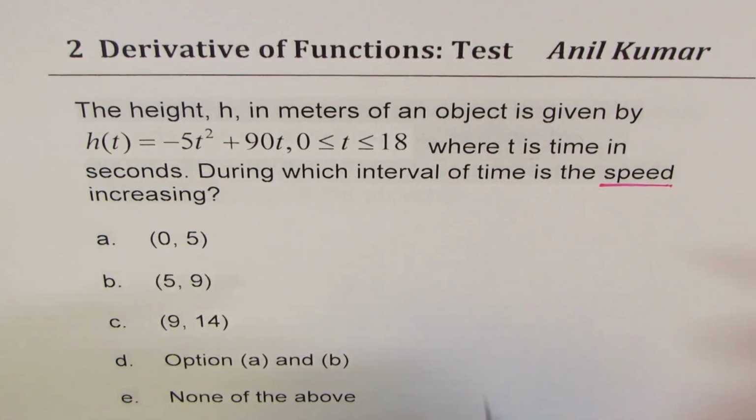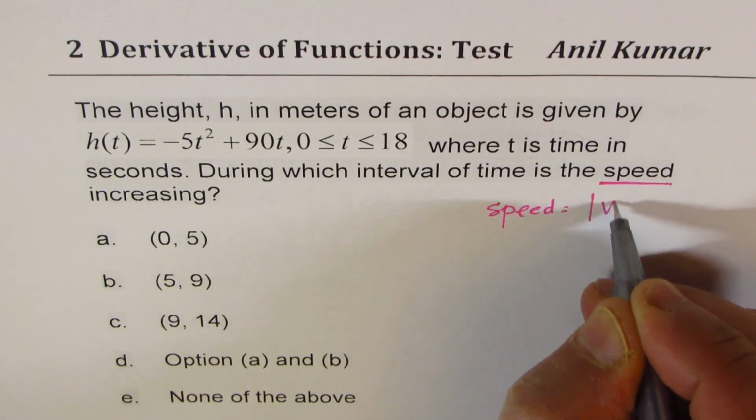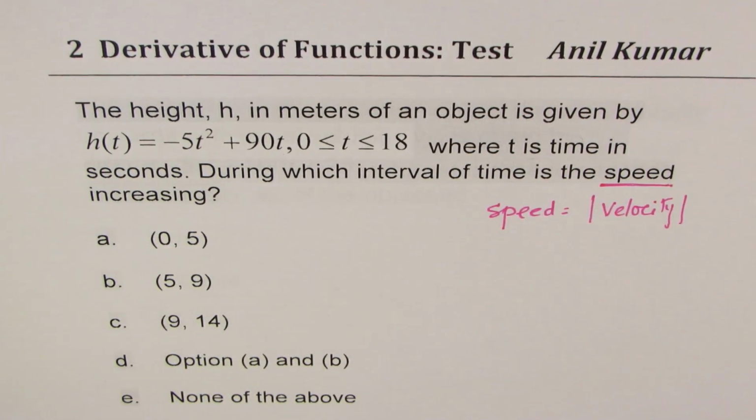Speed is the absolute value of velocity. Remember that, right? Velocity could be negative or positive. Speed is always positive, correct? We are given 5 options. I'd like you to pause the video here and answer the question.